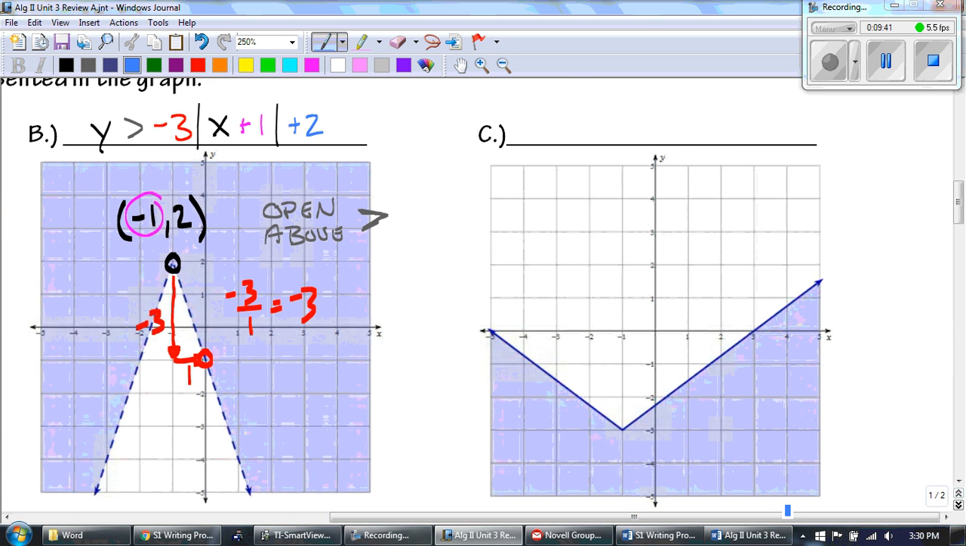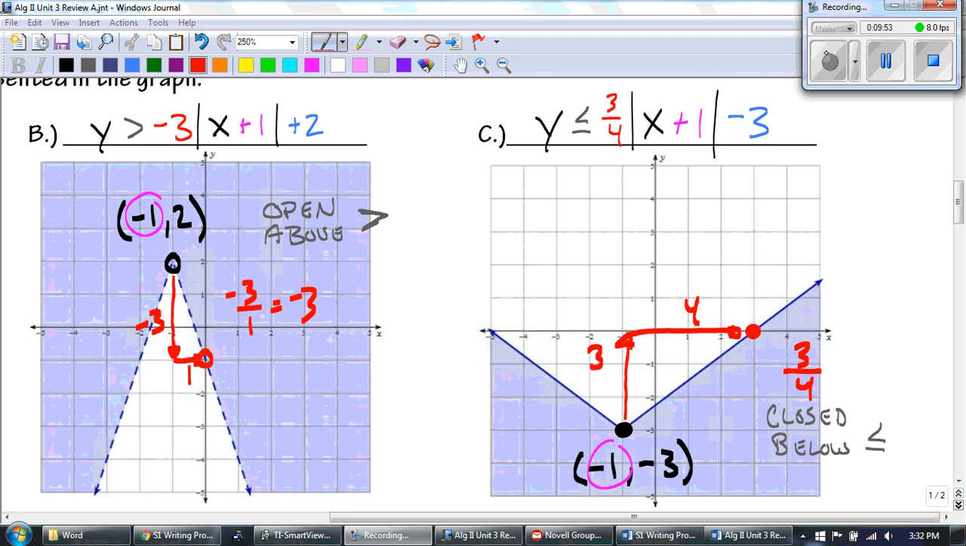Okay, why don't you pause the video and see if you can do C on your own. Good luck. Okay, so it was closed and below, which means it's less than or equal to. From point to point, I'm going up 3 over 4, and my vertex is -1, -3. So the final inequality would be y is less than or equal to 3/4 times the absolute value of x plus 1 minus 3.